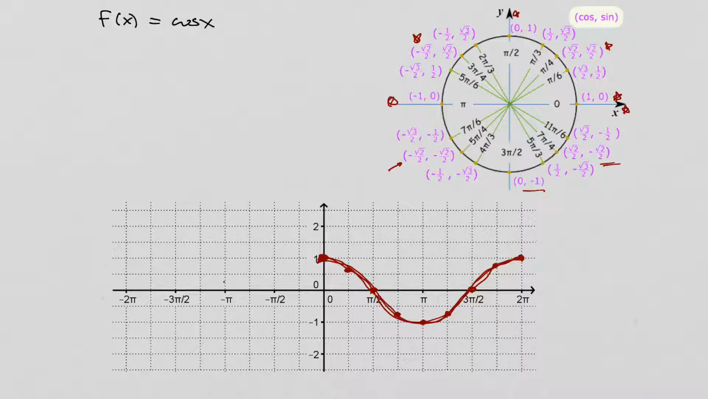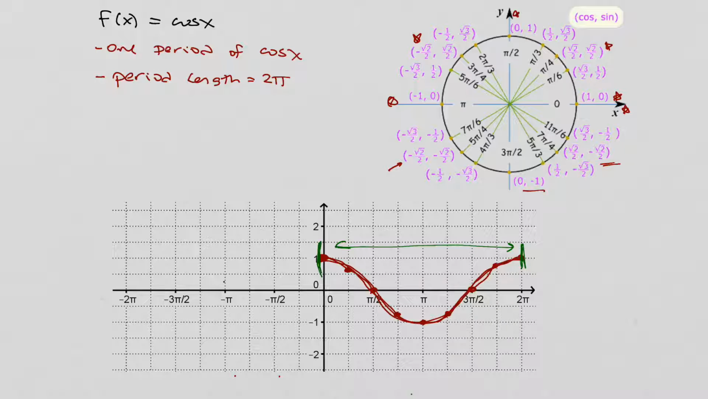Okay, so what we've drawn here is one period of cosine x. If you notice, we went all the way from 0 to 2 pi around the unit circle, so the period length here equals 2 pi. That's the distance from the start to the end right there. So that distance is 2 pi. That's the period length.